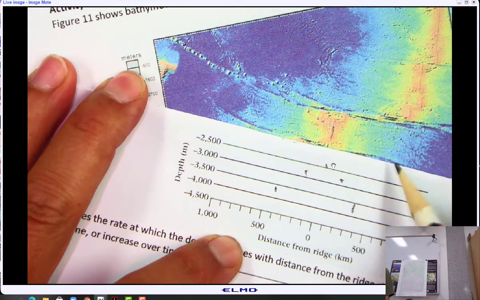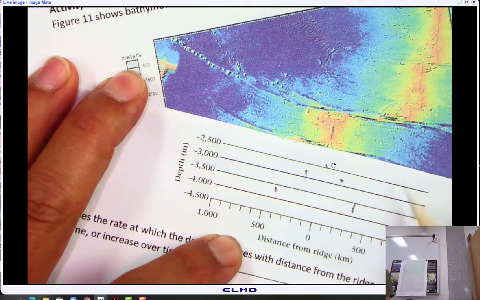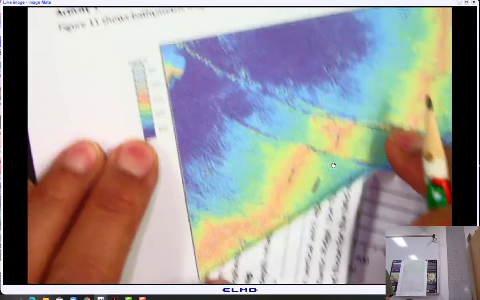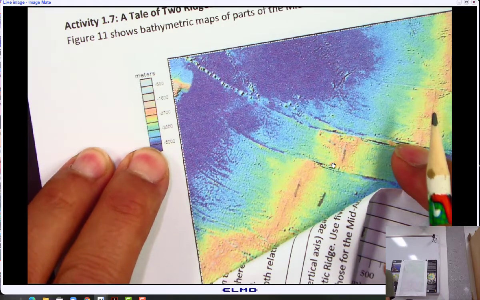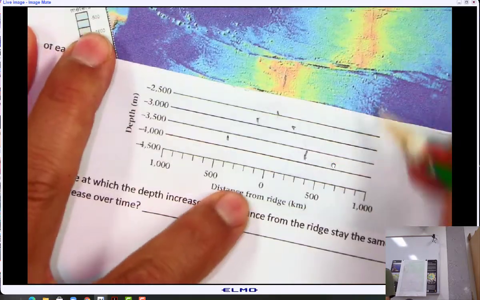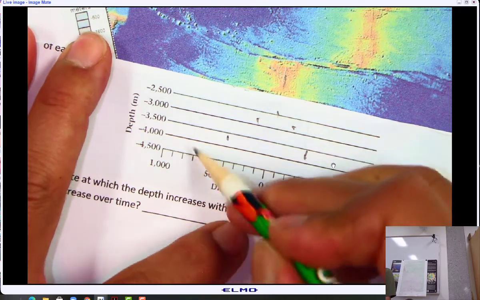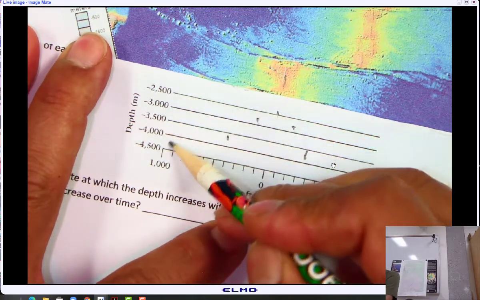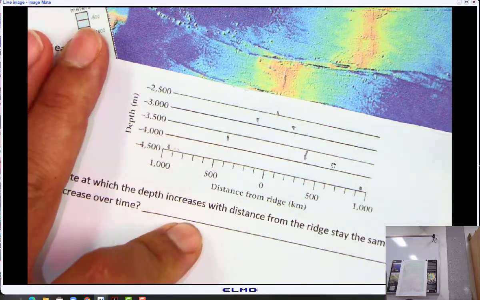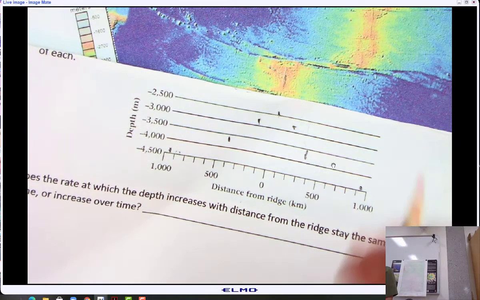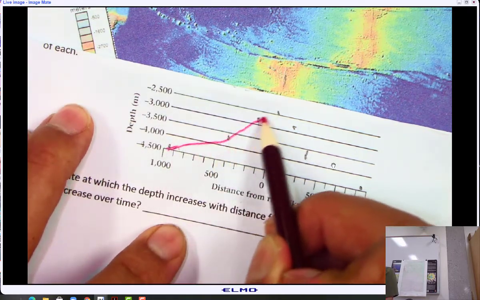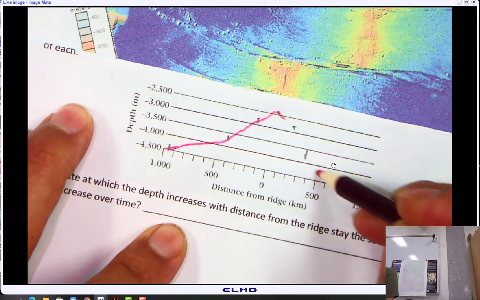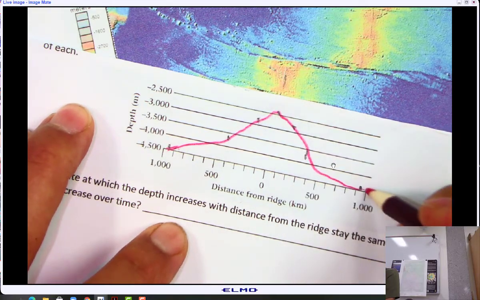The light blue, which is way over here, is at about, I would say, 4,500 or so. Well, there it is. So it's going to be way down over here. And light blue is way down. And then you would connect these. We're using red for the East Pacific Rise. Just connect these. And there's our East Pacific Rise.